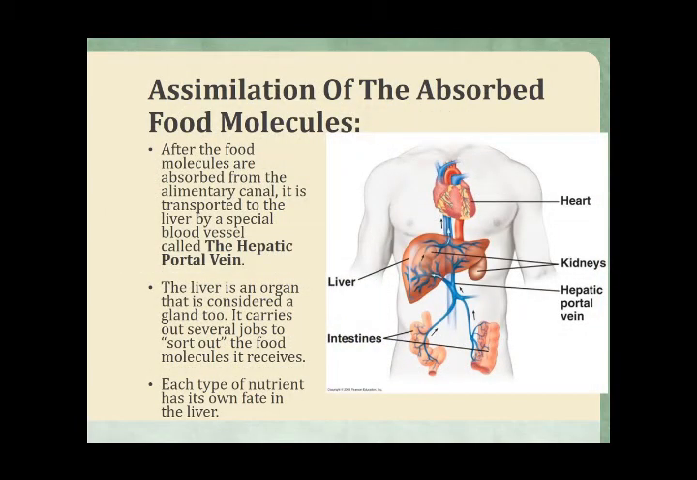Then we move to assimilation. In assimilation, you absorb all of the nutrients and put them into places that need them in your body. Every foodstuff or nutrient has to go through the portal called the HPV, hepatic portal vein, all the way to the liver. In the liver, your liver will sort out all of the nutrients to different places.